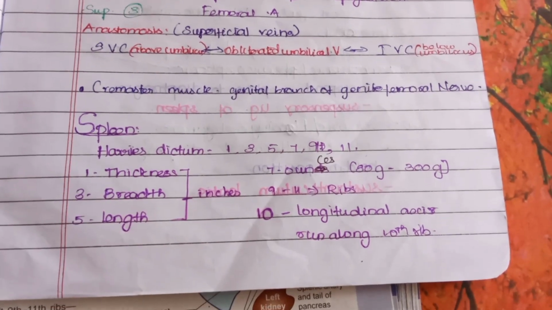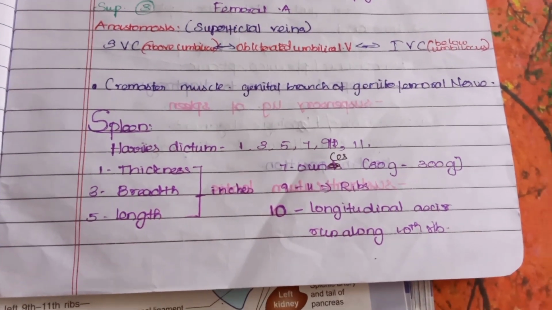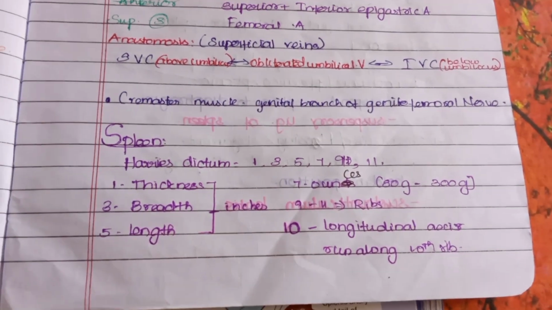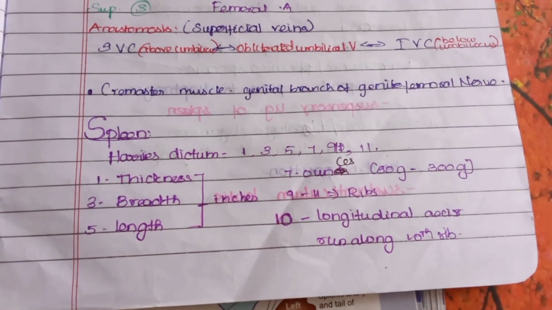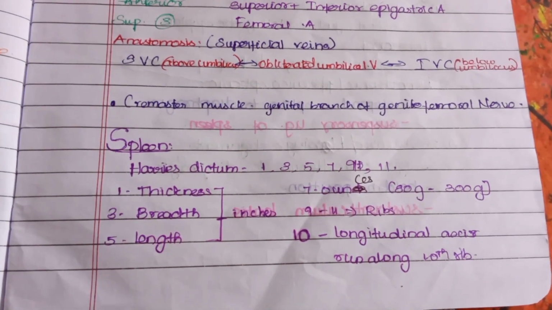Hi everyone. Our topic is the spleen. What is the spleen? It is a secondary lymphoid organ. It comes under the reticuloendothelial system. Now we can go to its anatomy.